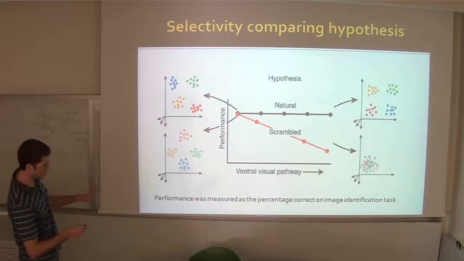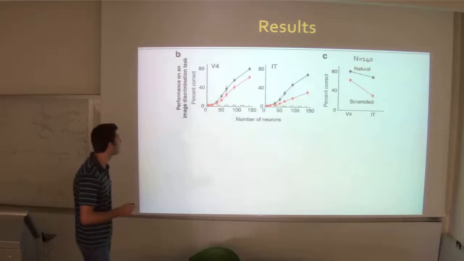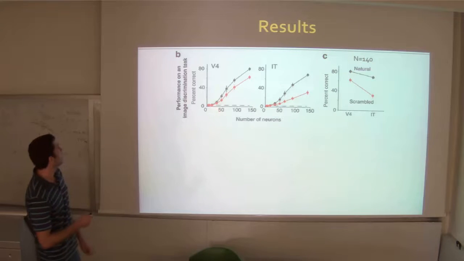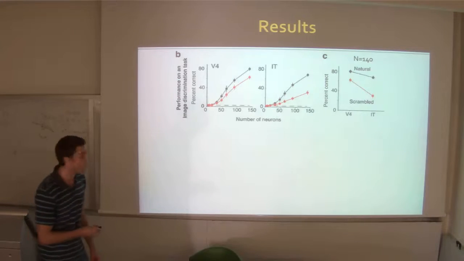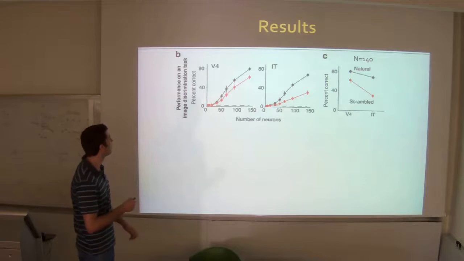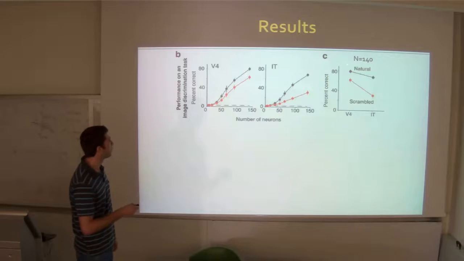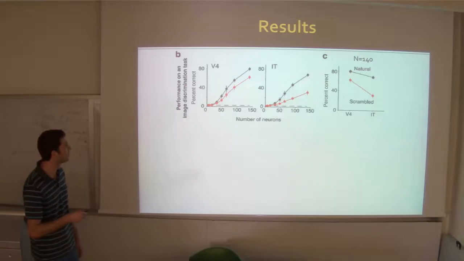So that was their hypothesis, and these are the results. What did they get? What can we see? We can see the percentage correct, the performance versus the number of neurons. As you can see, there's not much difference for V4. Black is natural images and red is the scrambled images, and there's not much difference for V4 neurons, but for IT there's a big difference.